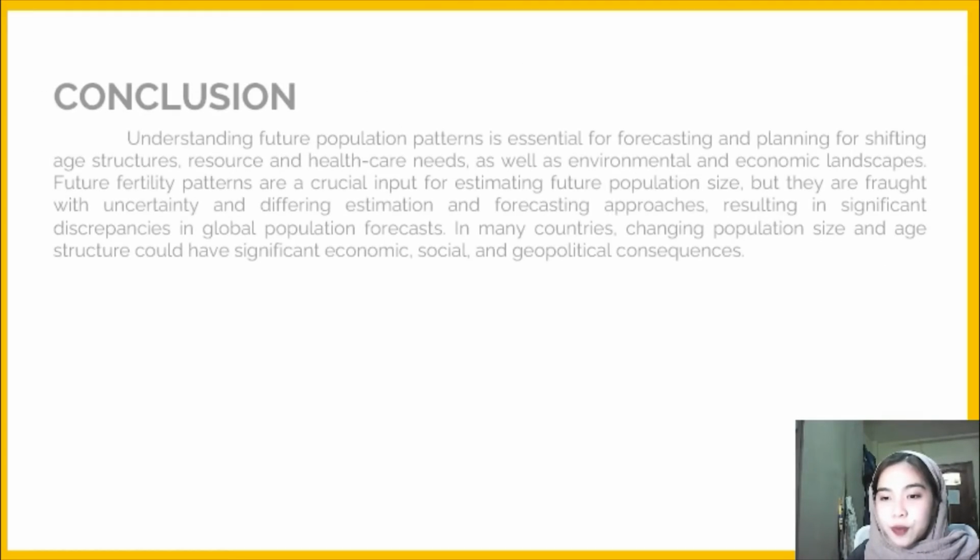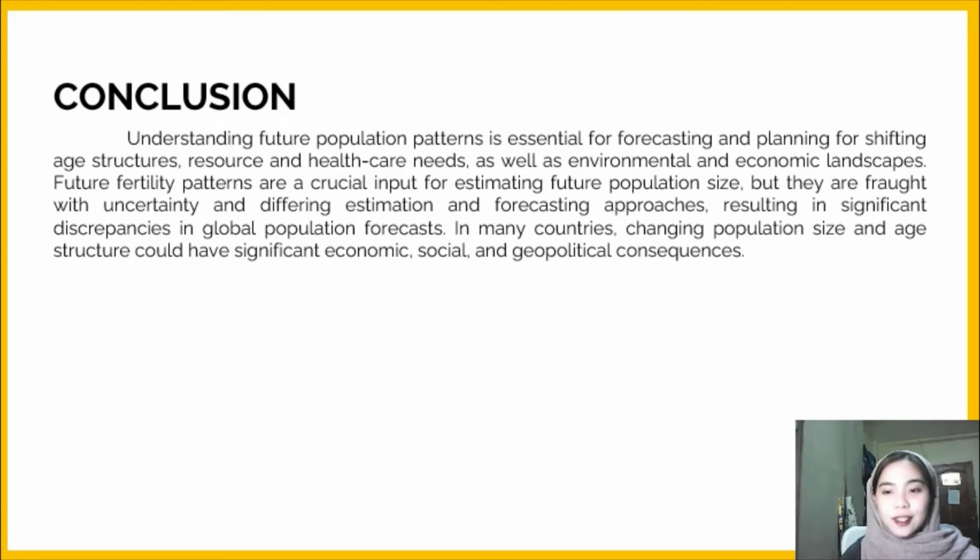Now let us move on to the conclusion of my intercensal analysis. Understanding future population patterns is essential for forecasting and planning for shifting age structures, resources, and healthcare needs, as well as environmental and economic landscapes. Future fertility patterns are a crucial input for estimating future population size, but they are fraught with uncertainties and differing estimation approaches for forecasting, resulting in significant discrepancies in global population forecasts. In many countries, changing population size and age structure can have significant economic, social, and geopolitical consequences.